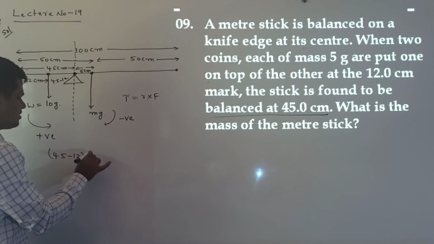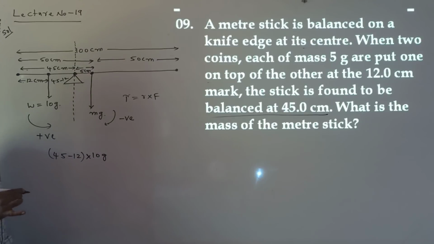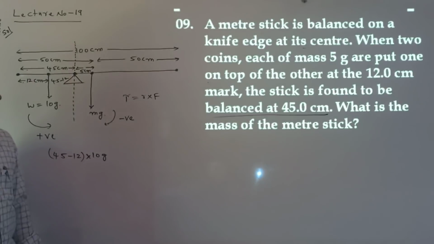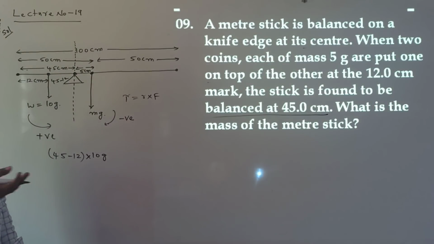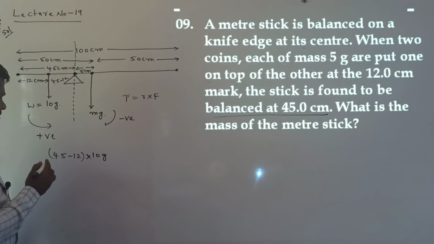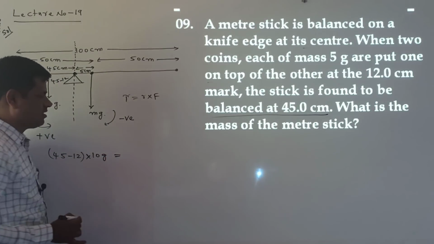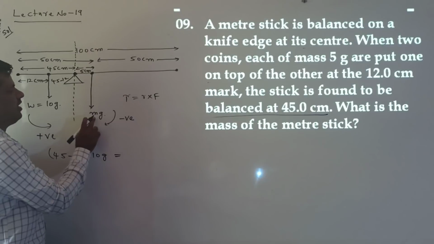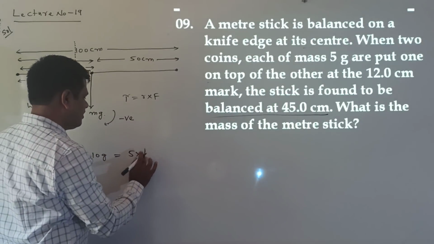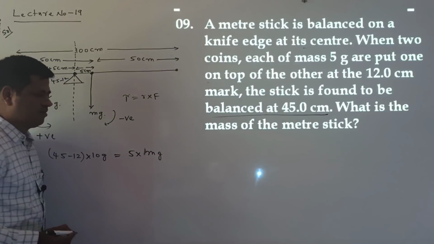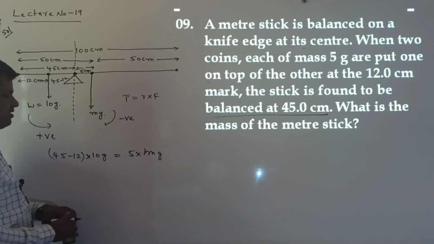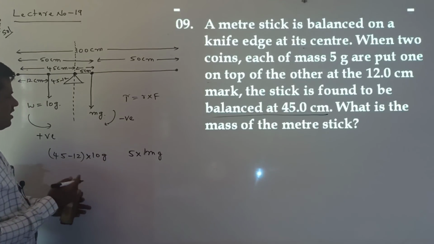Now the weight is equal to 10g. I take g as 980 centimeter per second square because this is given in grams. Now 45 minus 12 into 10g. Here, the weight is mg and the distance is 5, so 5 into mg. This is taken as the total torque.